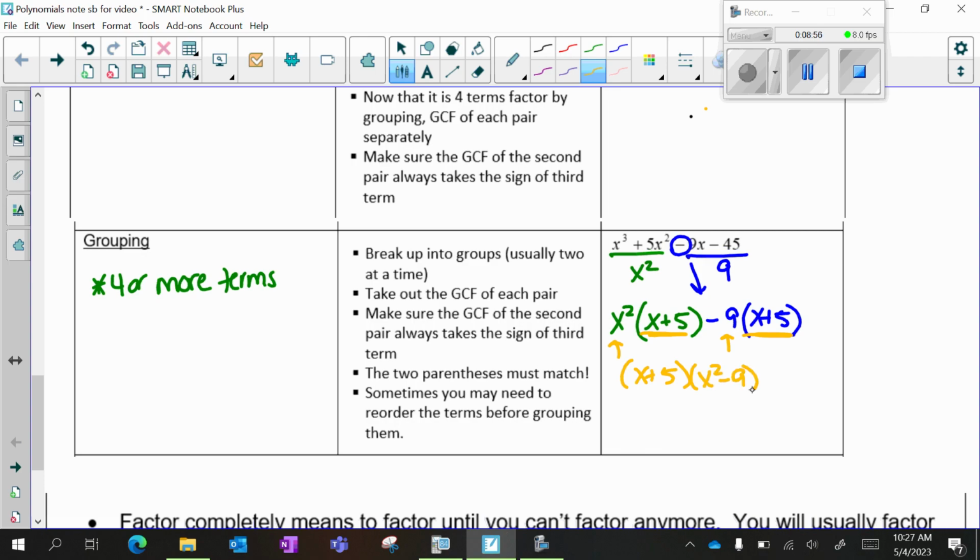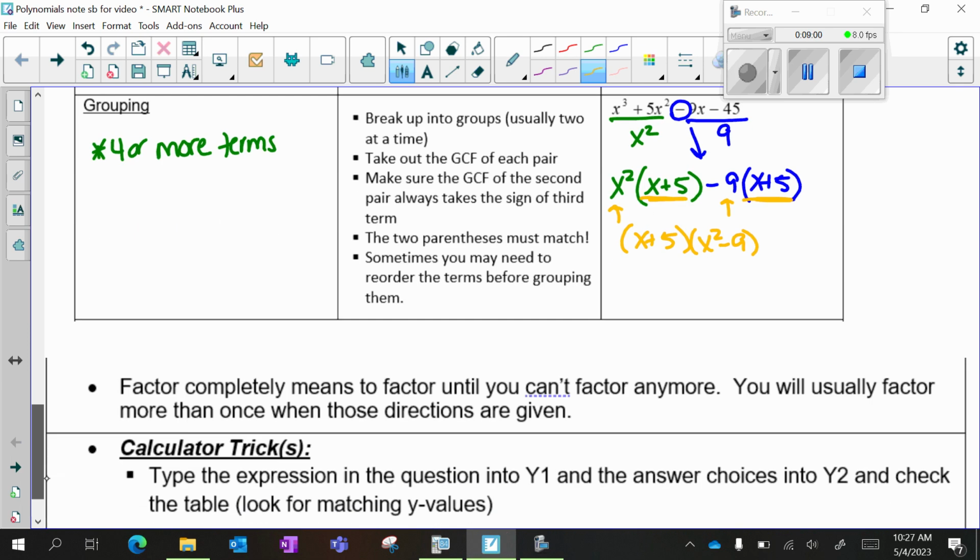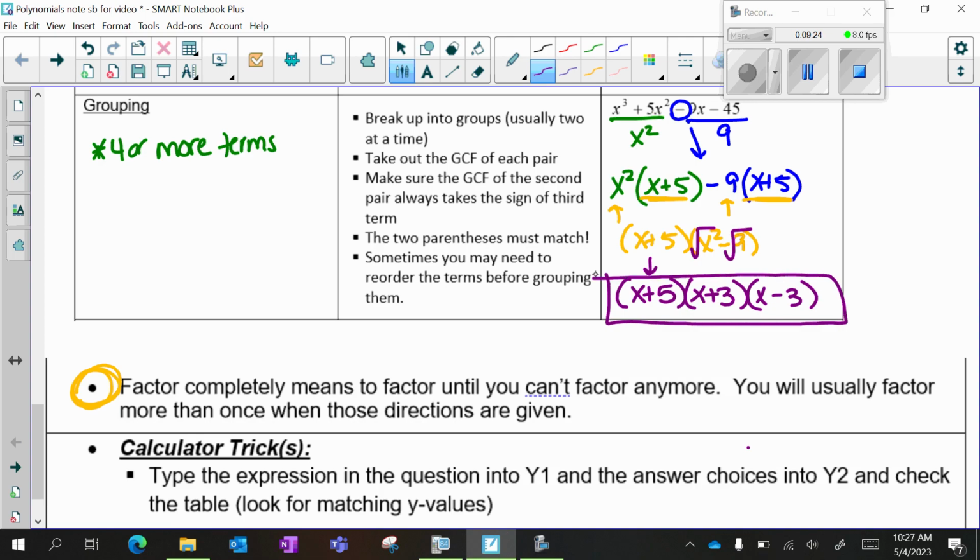And we also want to talk about the idea of factoring completely. Factoring completely means that you are always going to factor until you can't anymore. So if you take a look at this example, one of my parentheses is x squared minus 9, which is a difference of squares. So I bring down the x plus 5 because I didn't use it. And then the difference of squares is 2 parentheses, 1 plus, 1 minus, square root of x squared, square root of 9. Here is my final answer.